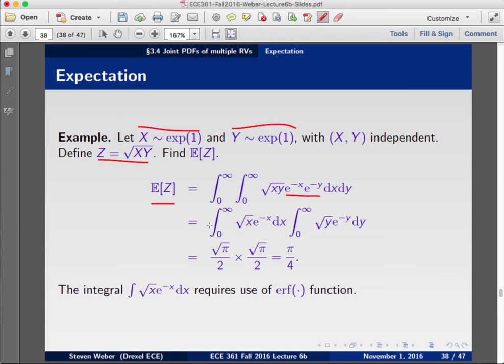So this is the integral from 0 to infinity of root x e to the minus x, and the same thing here: the integral from 0 to infinity of root y e to the minus y. And that integral can be evaluated, although it requires the error function. And you can show that each such integral equals root pi over 2, and so their product is pi over 4. And therefore the expected value of the harmonic mean of two unit rate exponential random variables is pi over 4.